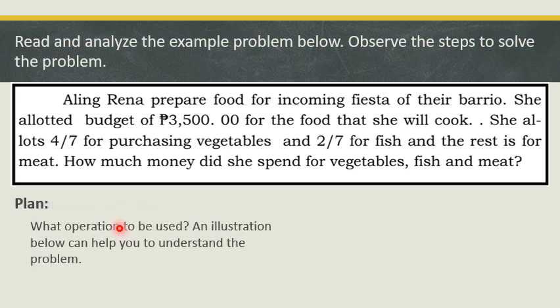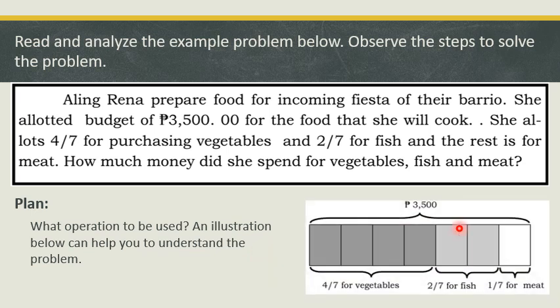Then, we have to plan. So, ano bang operation ang gagamitin? So, pwede tayong gumamit ng illustration para maintindihan natin yung problem. So, yan. So, 7 ang hati. 1, 2, 3, 4, 5, 6, 7. Sabi dyan, 4/7 ay para sa vegetables. So, apat daw. 1, 2, 3, 4. Ito po ay para sa vegetables. 2/7, yung dalawang hati naman ay para sa fish. At yung isang parte naman, yung 1/7, ito po ay para sa meat.